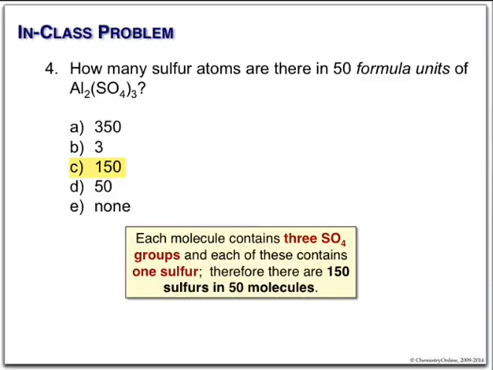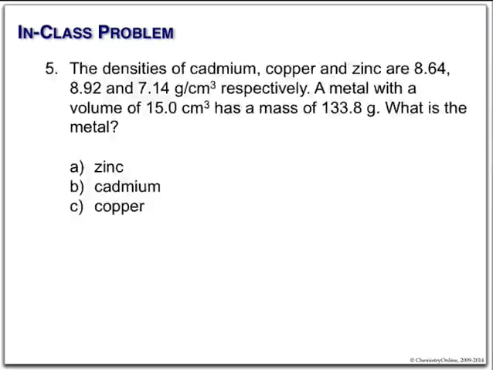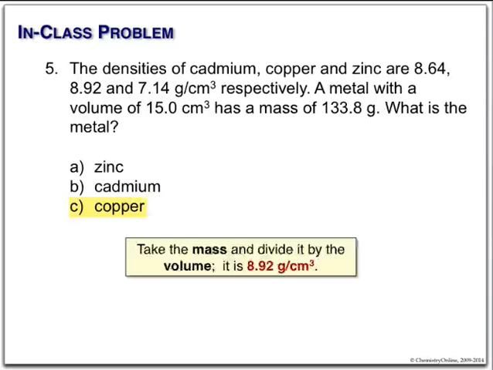We have cadmium, copper, and zinc, and here are their densities. A metal with a volume of 15 and a mass of 133. What is the metal? All you have to do here is do what? Just calculate a density, right? There's lots of words in the question, but all you have to do is calculate a density. We have a mass of 133. We have a volume of 15. If you do the division, it's simply 8.92, which matches with copper.